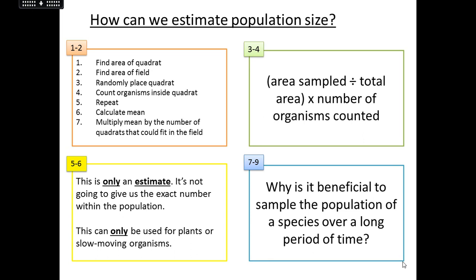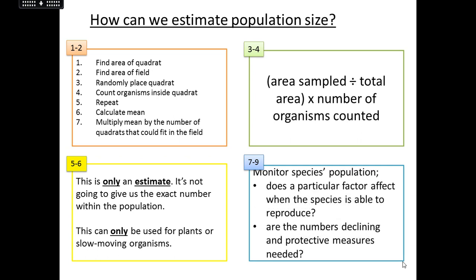For grades 7 to 9, why do we do it over a long period of time? Why don't we just periodically have a look at the sample, like the population size of a particular species? The reason we would do that is so we can actually monitor the species population. So we might be looking at protecting a particular species, maybe one that's endangered, and looking at, are the numbers improving or declining, and do we need to step in and support, or do we actually need to leave them alone now? There's lots of species that have been so well looked after that actually we don't need to worry about them anymore.